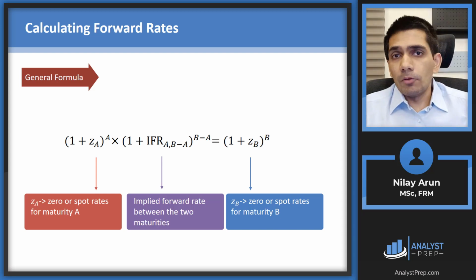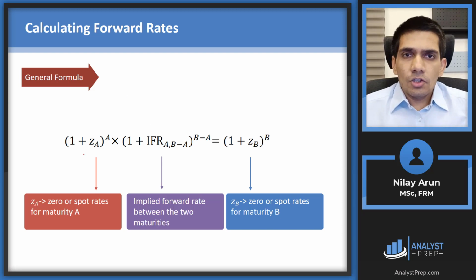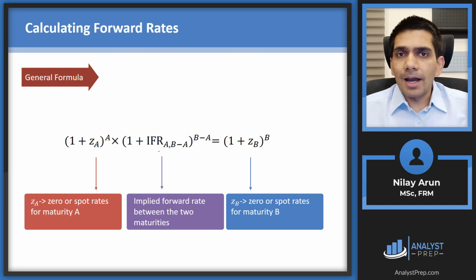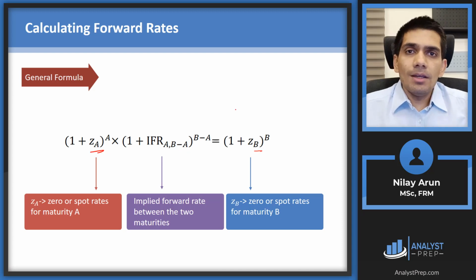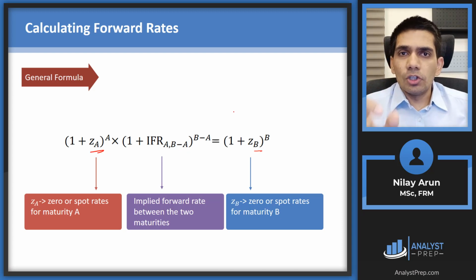So let's look at the formula which has been given in the text. So that's your formula. (1 + ZA) raised to the power of A into (1 + IFR), where IFR stands for the implied forward rate between time period A and B, is equal to (1 + ZB) raised to the power of B. Now, what is the ZA and ZB? A refers to the shorter maturity. B refers to the longer maturity. ZA and ZB refer to the respective spot rates for the shorter and the longer maturity. Now, what do we mean by the shorter and longer maturity?